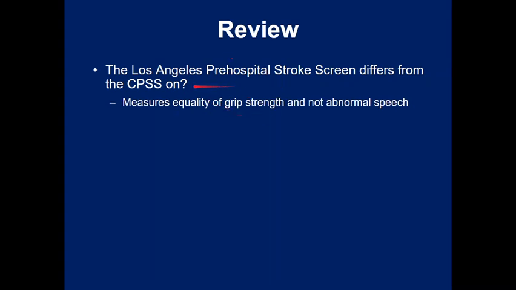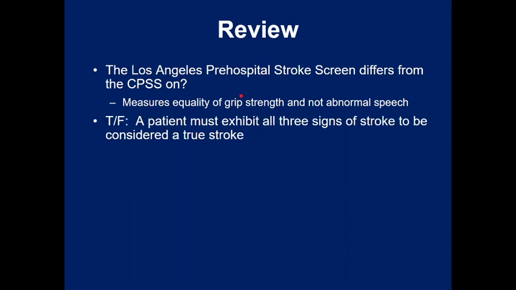So if you pause the video and go back to review LAPS, you don't need to memorize it, but it doesn't do speech, it does grip strength. That's not super high yield, but I would just know there are differences and review them briefly. True, false: must exhibit all three signs and symptoms to be considered a true stroke. That is false. A Cincinnati Pre-Hospital, you just need to have one of the three to be abnormal.